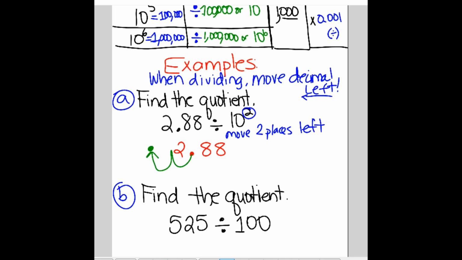So this empty spot here, that means I'm going to put a placeholder there, which is 0. I just like to call them placeholders. So now I have decimal 0288. That is my new answer now. So let me rewrite that. My answer is decimal 0288.